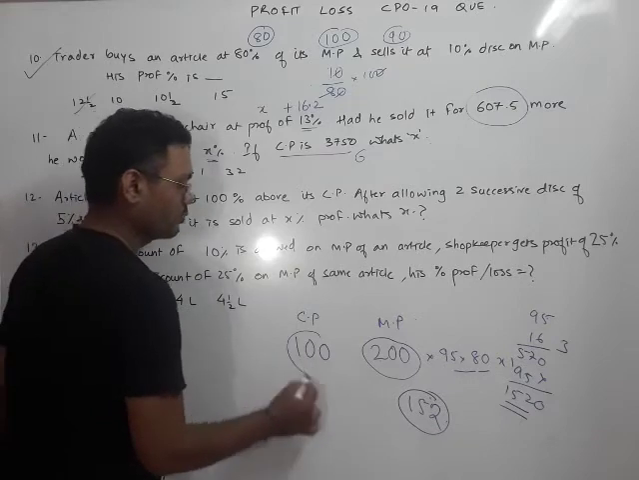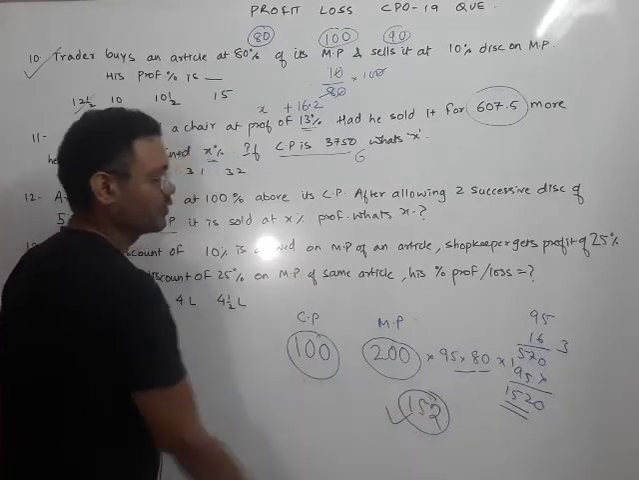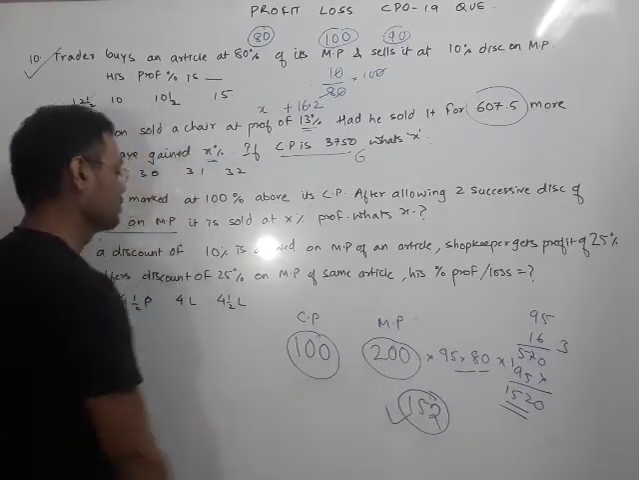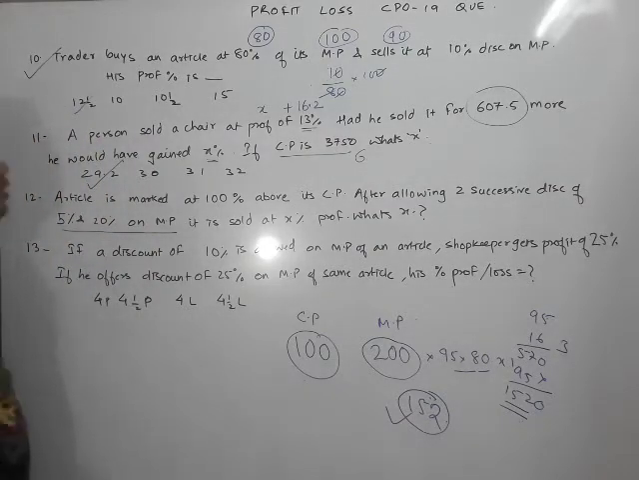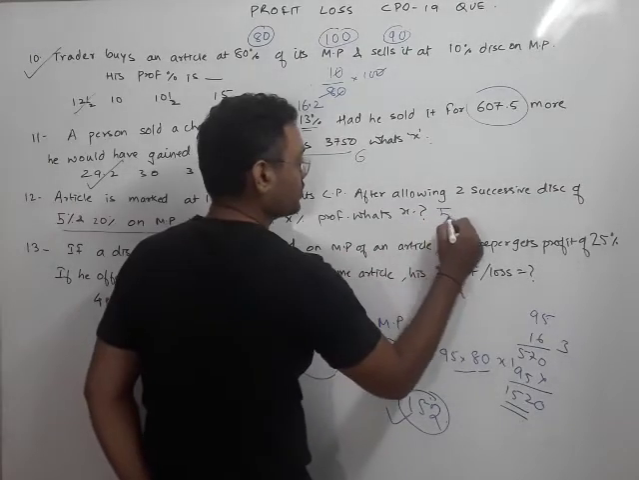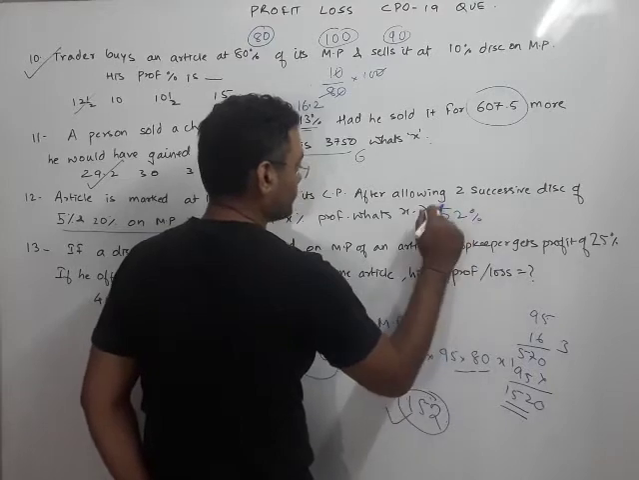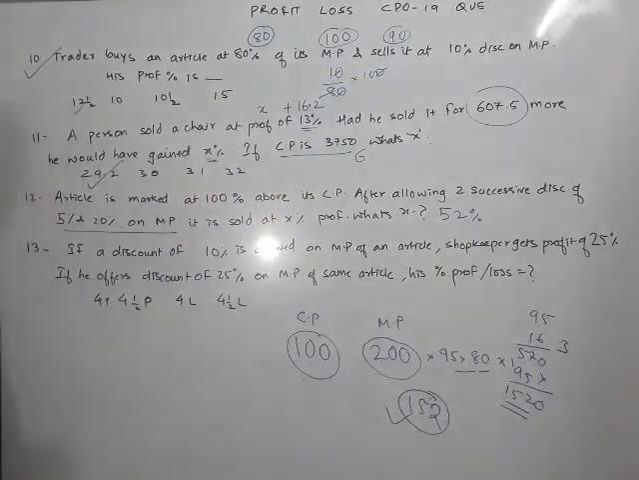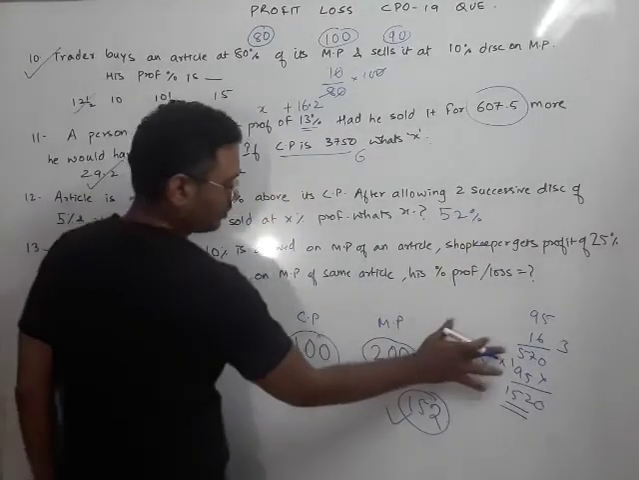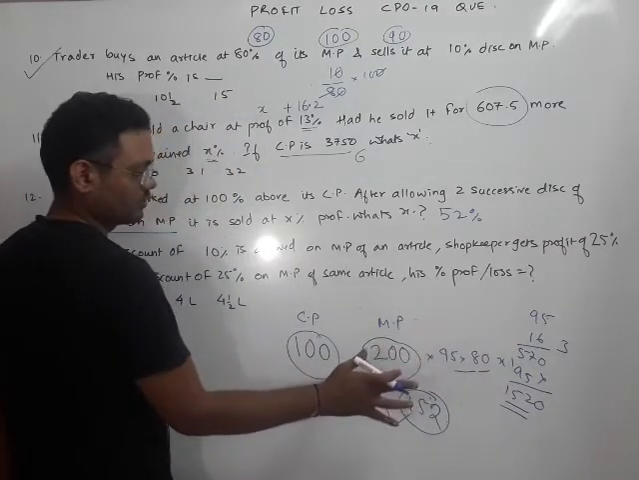So 100 rupees is now sold at 152, means how much is the increase? My profit percentage is 52%. Okay. I hope you have understood how we have found the successive discount.